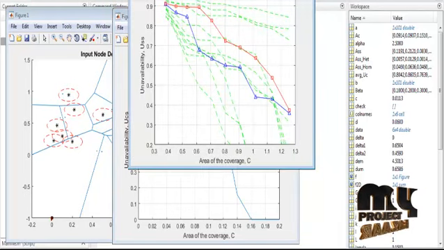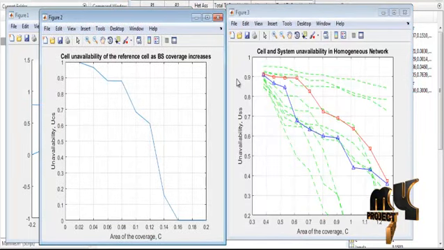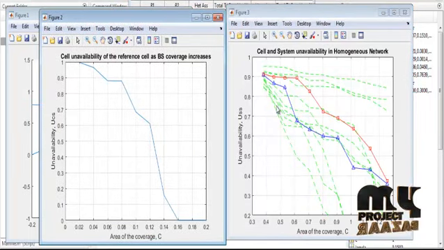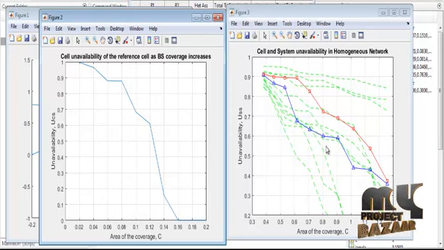Then this is the cell unavailability of the homogeneous network. You can see the cell availability and unavailability. The unavailability rate will be in a decreasing form. Hence the unavailability is decreasing. In this sense, availability will be in an increasing manner.